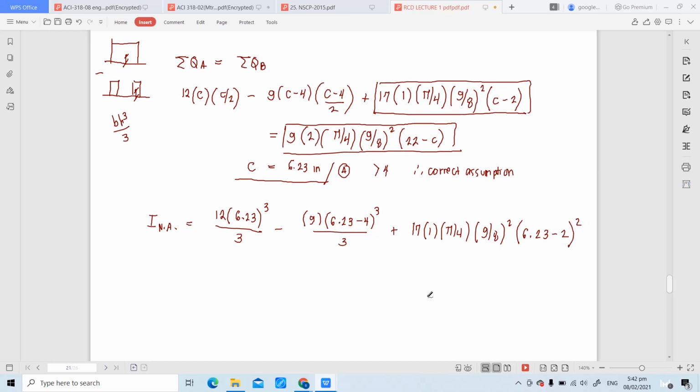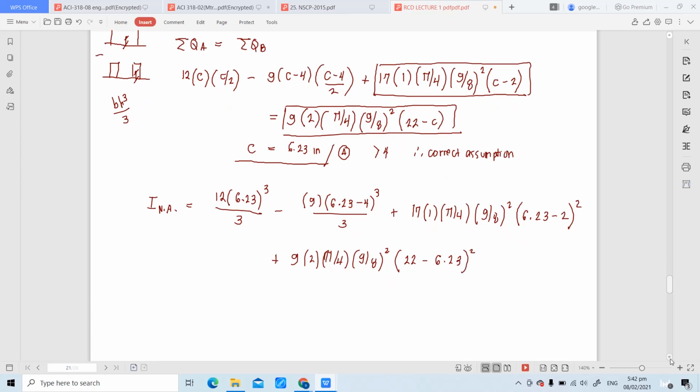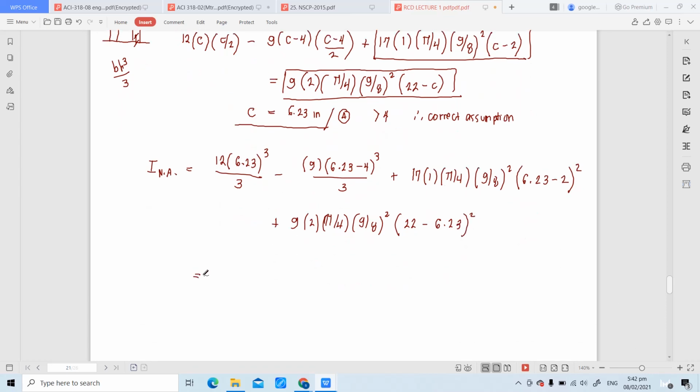Naka-square lang tayo doon. Plus, the moment of inertia ng tension steel bar below the neutral axis. That is 9 multiplied by 2 multiplied by pi over 4 multiplied by 9 over 8, quantity squared, multiplied by 22 minus 6.23 quantity squared. No? So, kindly solve for the moment of inertia at the neutral axis.